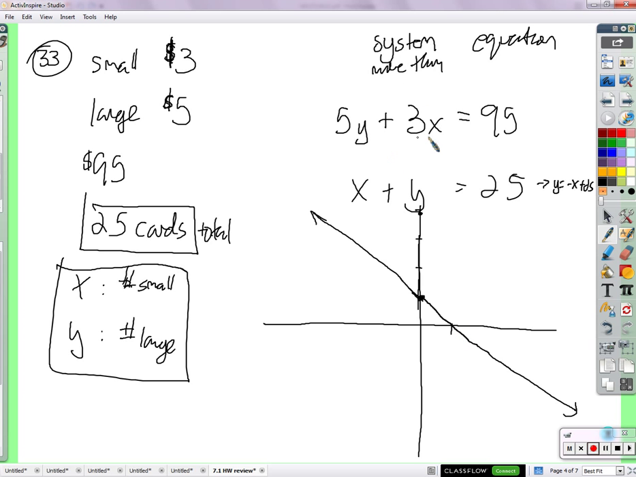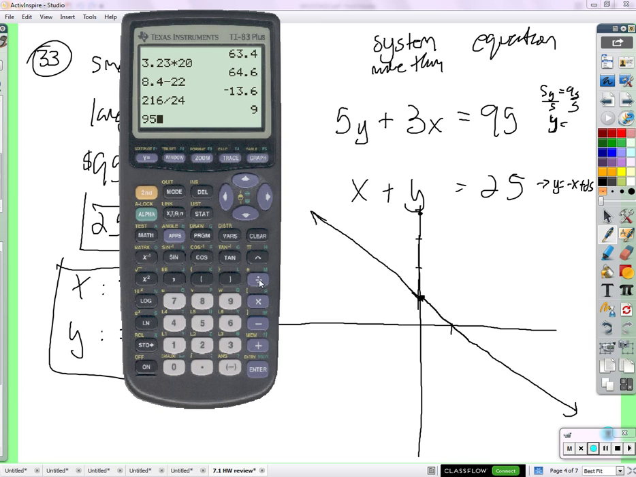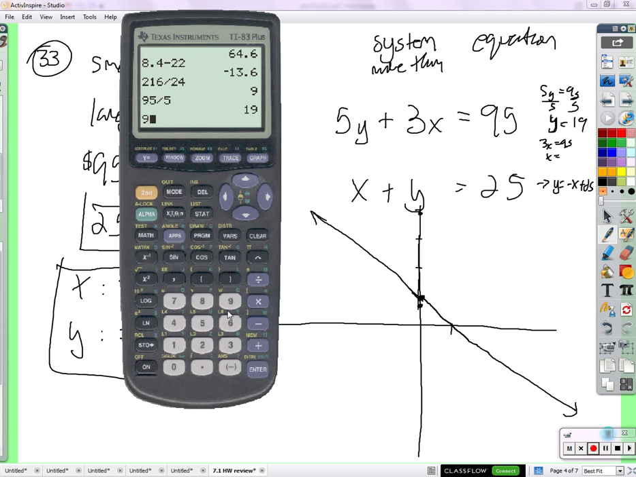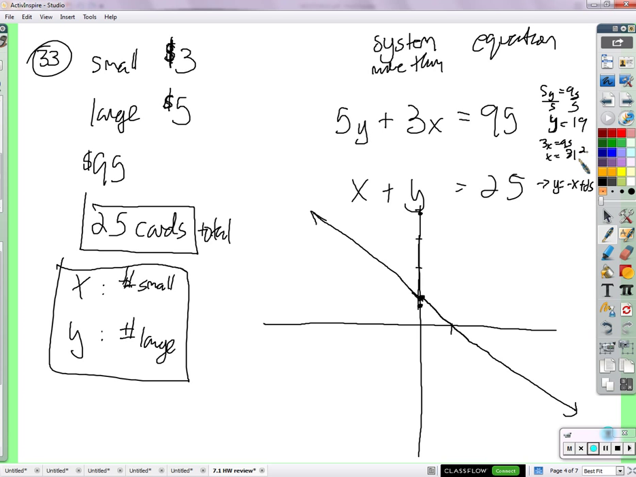When we look at the other equation, you plug in 0 for x, so 5y equals 95, divide by 5. Oh, 19. So 0, 19, well, that's 25, so 19 is going to be somewhere in there. And if we put in 0 for y, we get 3x equals 95. Divide both sides by 3, 95 divided by 3 is 31 and 2 thirds. So 31 and 2 thirds would be somewhere over there.